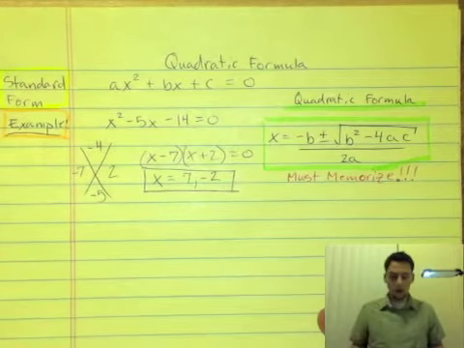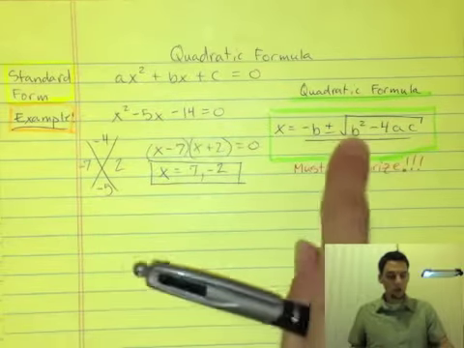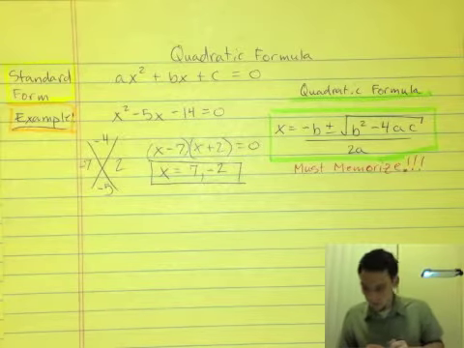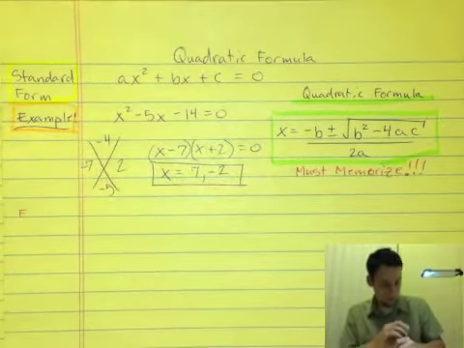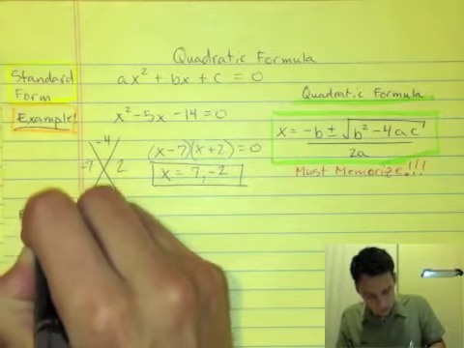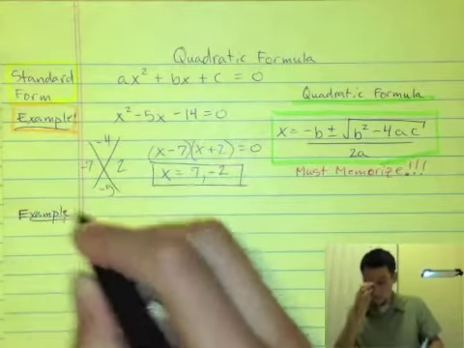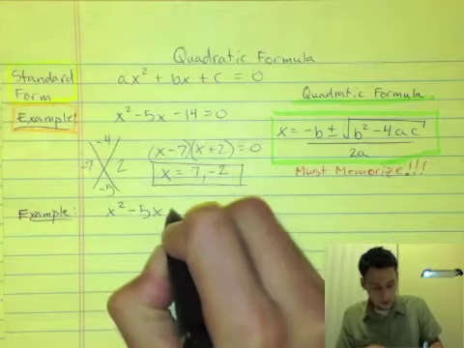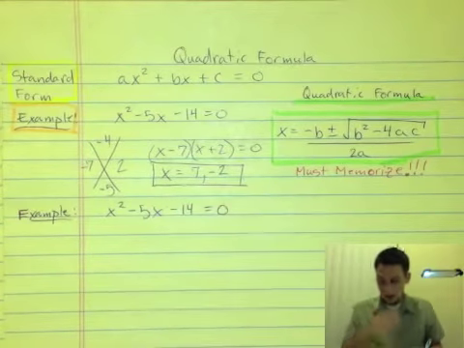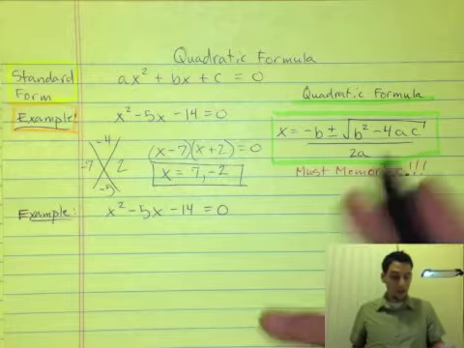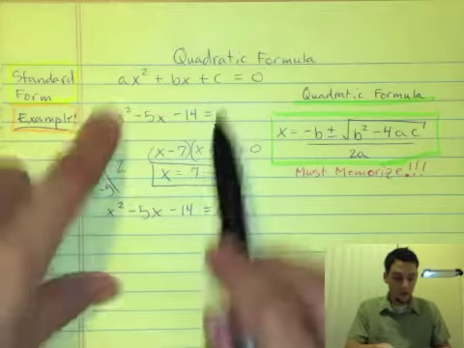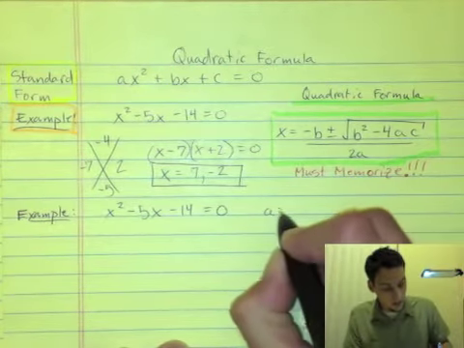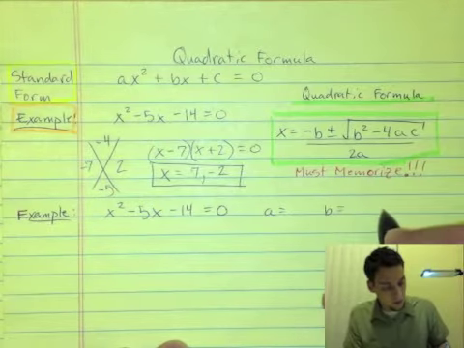How about we use this on this equation, see if we come up with the same answers. We will. So, example. We'll start off with the same thing. x squared minus 5x minus 14 equals 0. Let's identify our a, b, and c. Because this is already in standard form, all we have to do now is just look for a, b, and c.